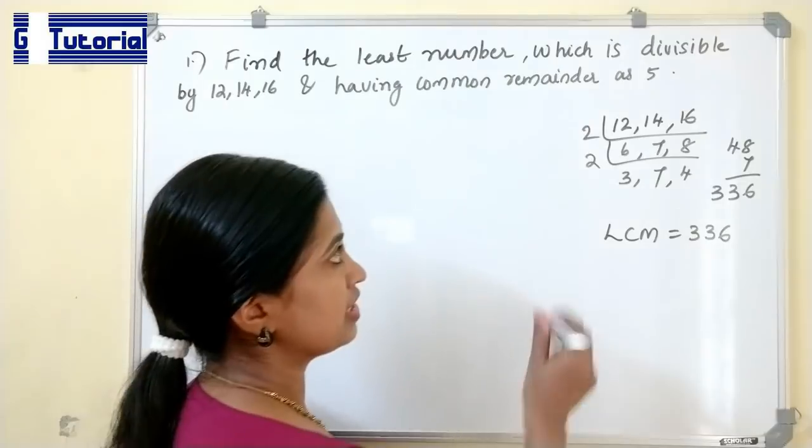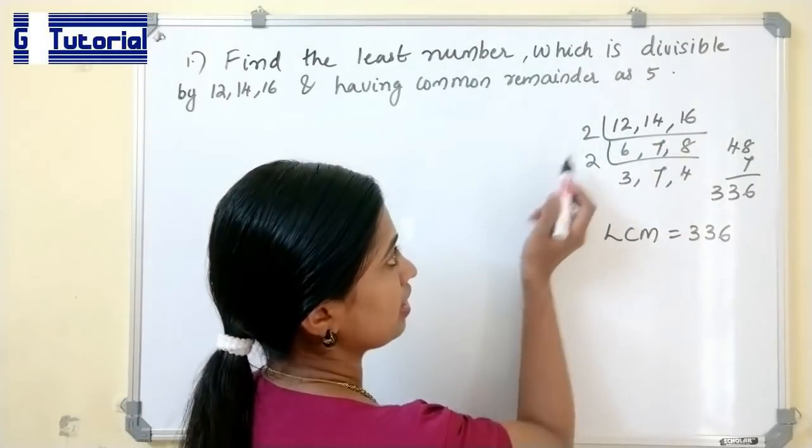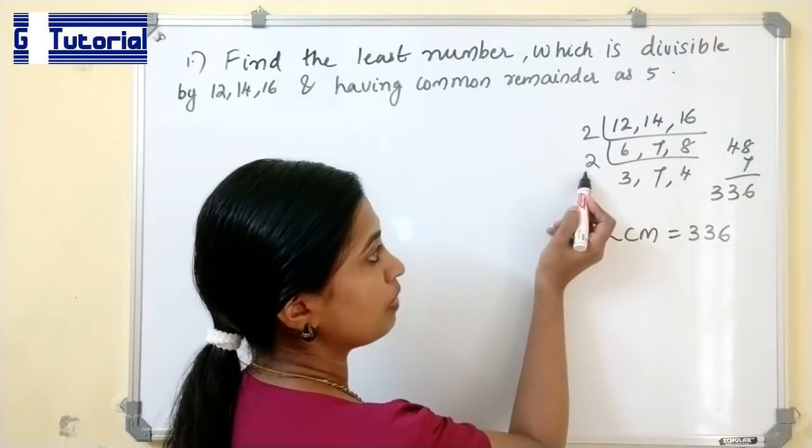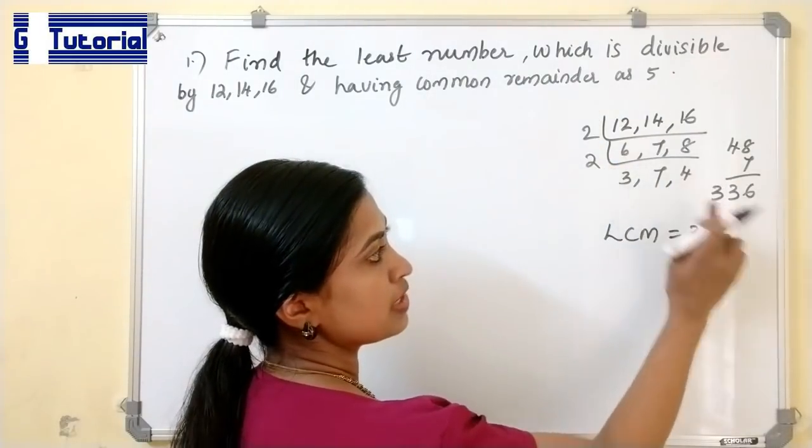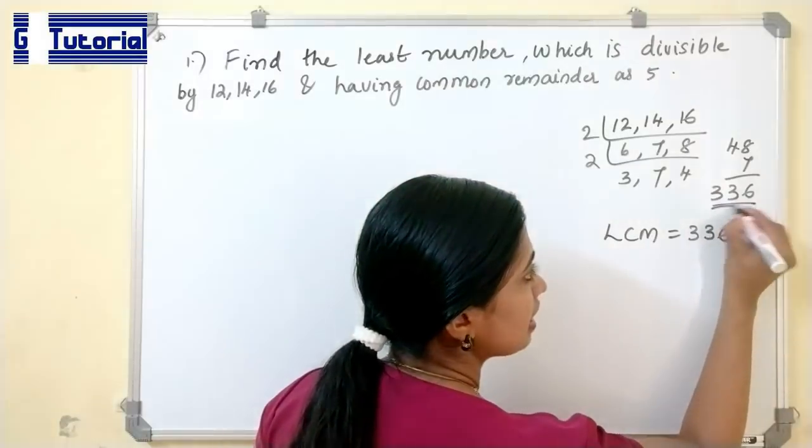We can find the LCM of 12, 14 and 16. We are dividing it by 2. Again division by 2. Again it is not possible to divide by any number. So the product of this gives the LCM. We obtain the LCM as 336.